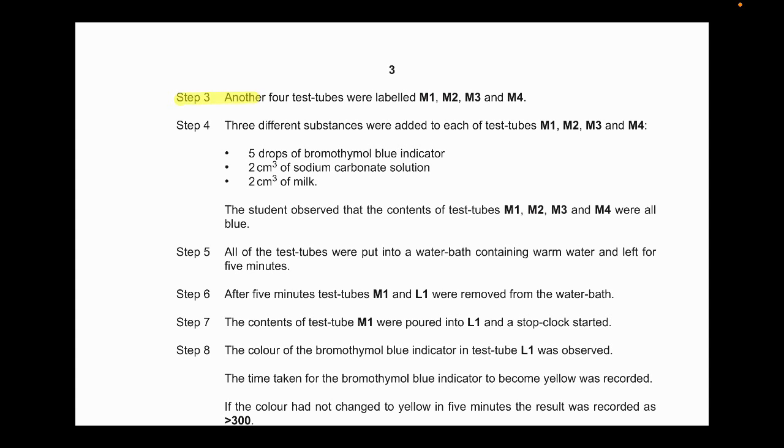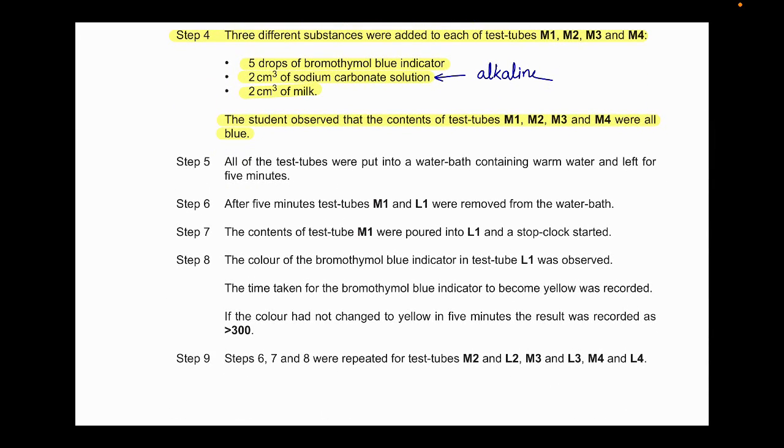Step 3. Another 4 test tubes were labeled M1 to M4. Step 4. 3 different substances were added to each test tube M1 to M4: 5 drops of bromothymol blue indicator, 2 cm cube of sodium carbonate solution, 2 cm cube of milk. The student observed that the contents of the test tubes M1 to M4 were all blue. Because we added the sodium carbonate solution, it is alkaline. So initially every one of them is turning blue because of the presence of sodium carbonate.